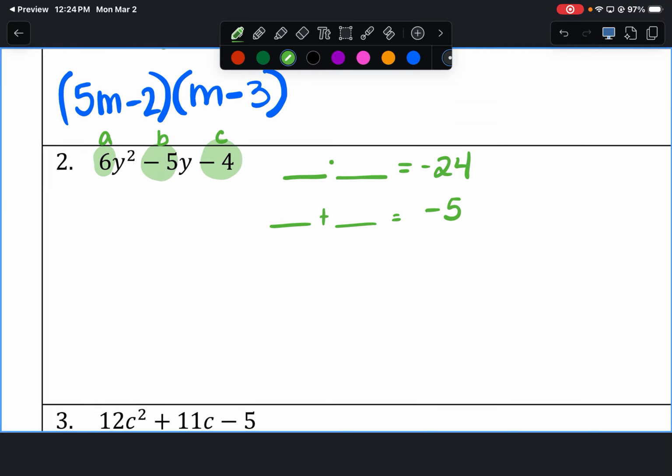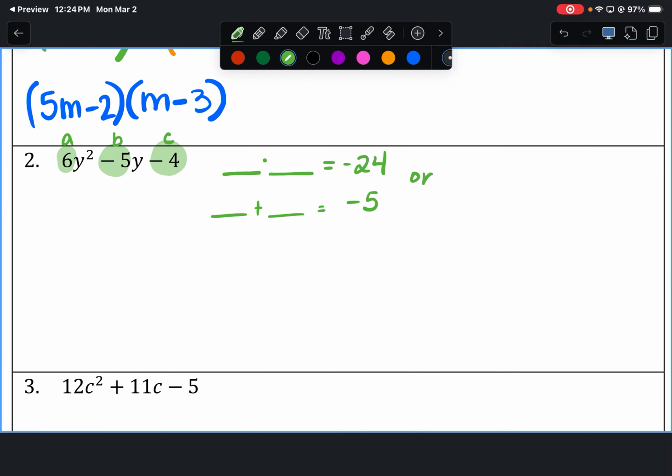And what is our B term? So we have to figure out what multiplies to give you -24 or adds to give you -5. So you set it up either way. It's entirely up to you. So let's list out our factors for 24. So 1 and 24, 2 and 12. 3 and 8, 4 and 6. Okay. Any other ones? Can 5 go into 24? No, so we're done.